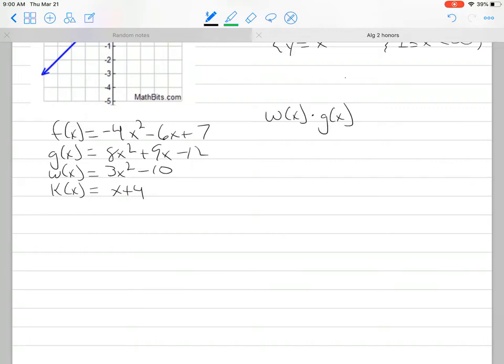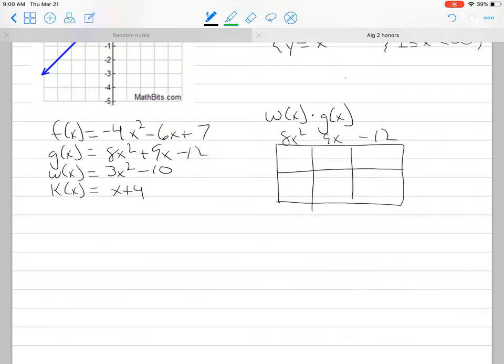Cool. You just did that one. Hopefully it was pretty easy. You said, okay, well, here's g of x, I need 3, 8x squared, 9x minus 12. Here's w of x, I need 2, 3x squared minus 10. 24x to the 4th, 27x cubed, negative 36x squared, negative 80x squared, negative 90x, and positive 120. Okay?